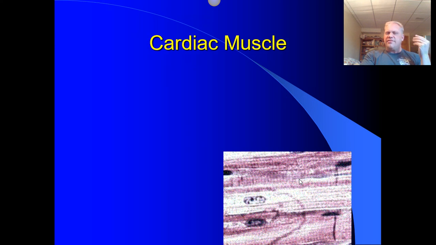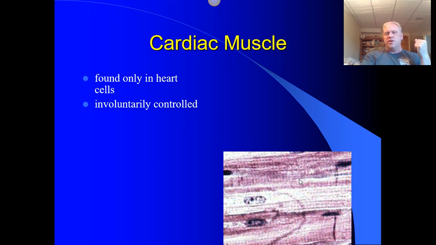Now, the last type is kind of a hybrid of that, and that we have some characteristics of smooth muscles, but also the striations and characteristics of the skeletal muscle. And this is cardiac muscle. So those are the ones, cardiac muscle, they're only found in the heart cells.